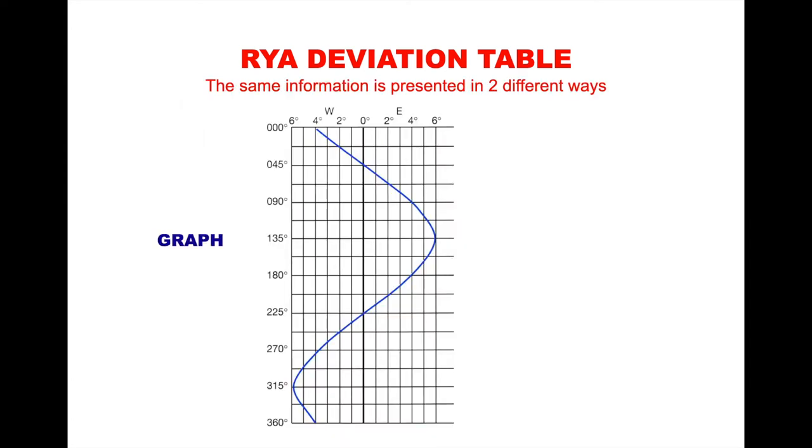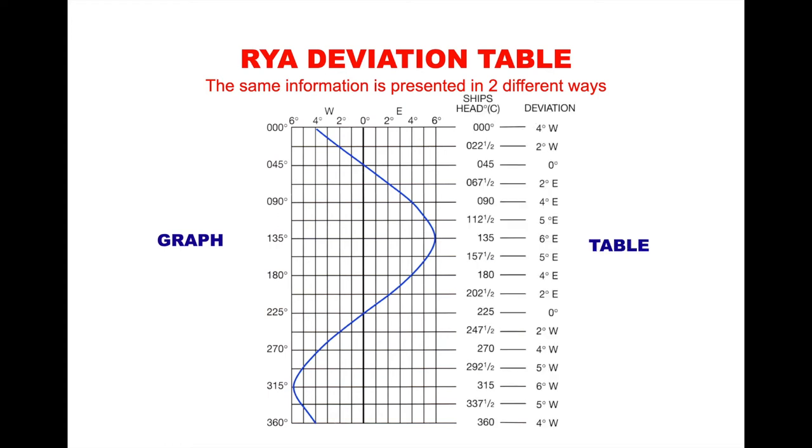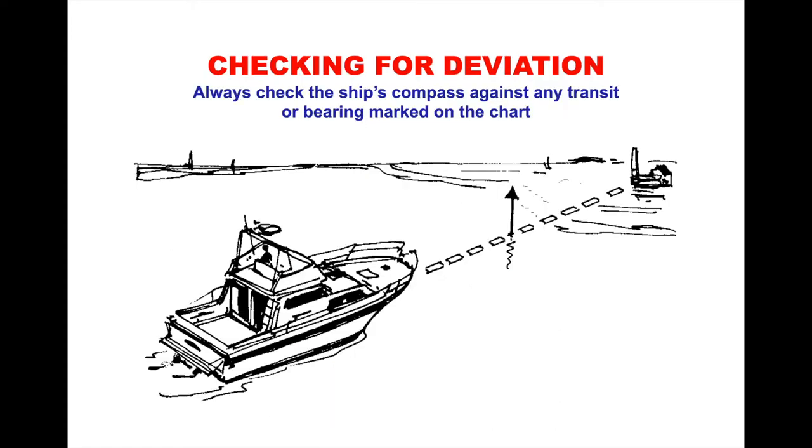So here we go, the RWA deviation table. The same information is presented in two ways, either a graph or a table. It shows the ship's head and the deviation on that heading. So if we're checking for deviation, we can always check the ship's compass against any transit. A transit is two items that are lined up, and we can line them up on the chart and draw a line on the chart, and then we can look at our compass and check for deviation.